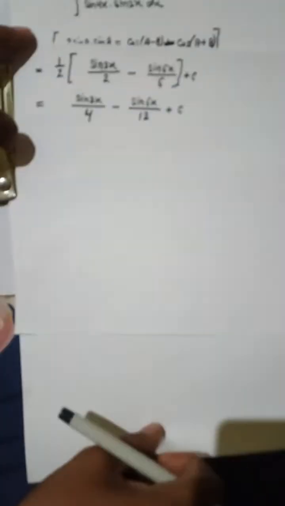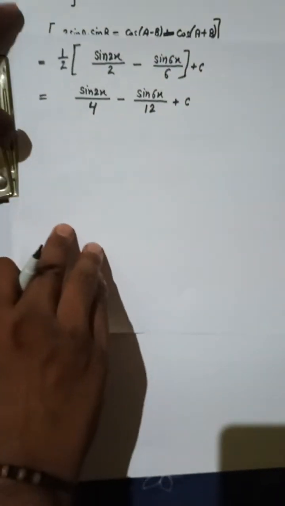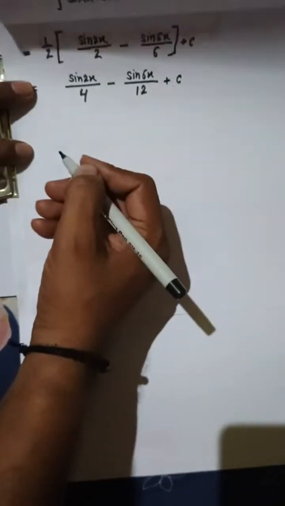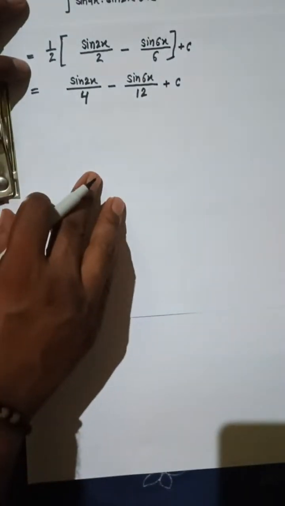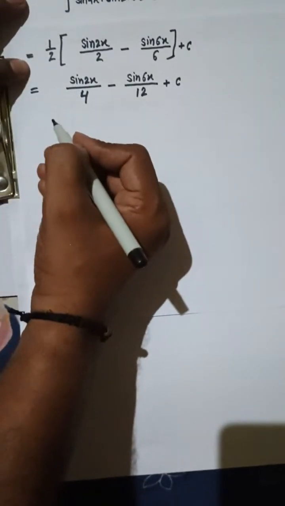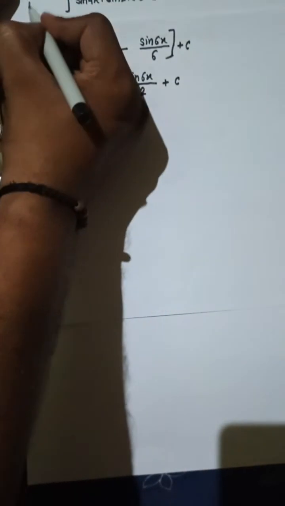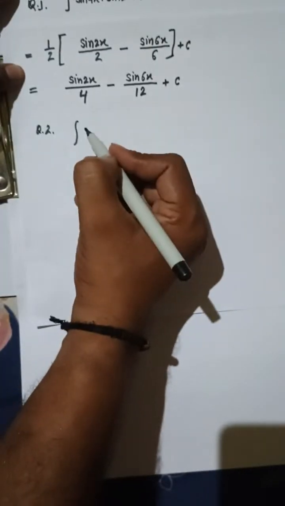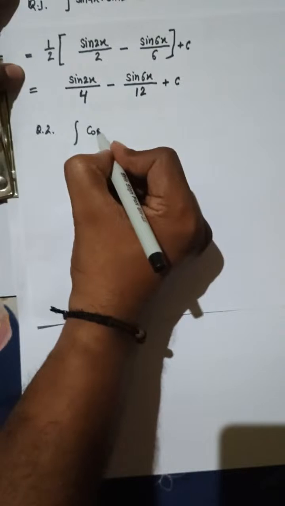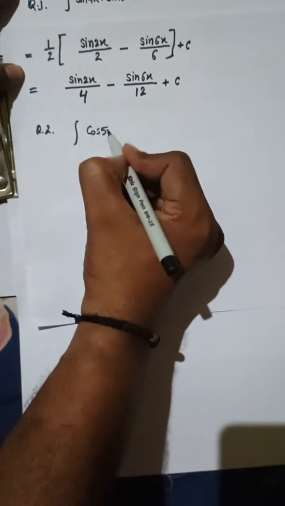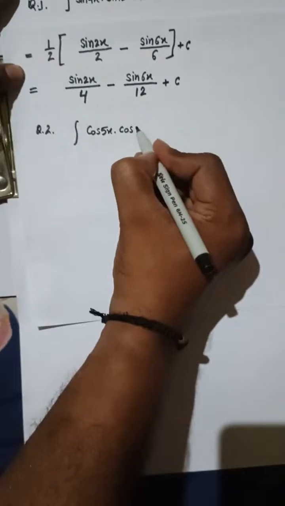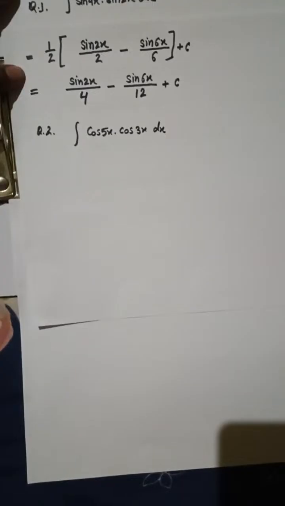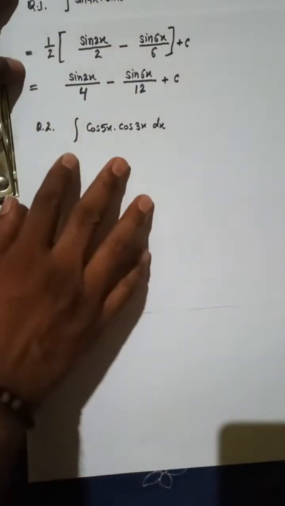Here I have another problem. I'm just going to solve this problem here. This is question number 1. I have another one, question number 2: integration of cos 5x into cos 3x dx. This is a different question, and we are going to solve it now.